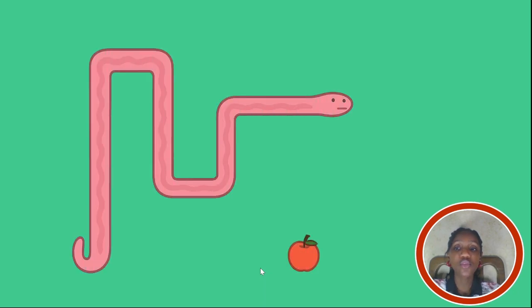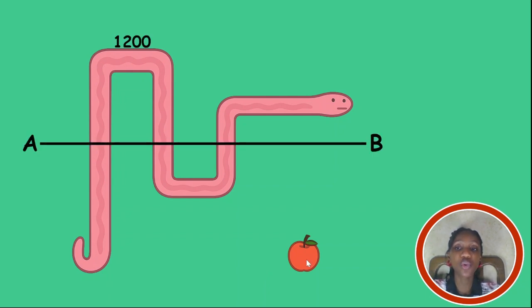I don't know how many people have played that game about a snake that keeps trying to eat some fruit and it keeps growing longer, and the game ends if the snake bites itself or it hits the wall at the edge, and it looks kind of like this. So you can think of this pink snake as a contour line. Now let's say we have our line AB, and this pink snake will be the 1200 feet contour.